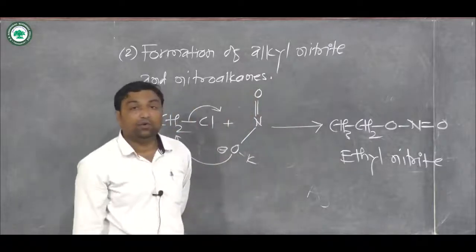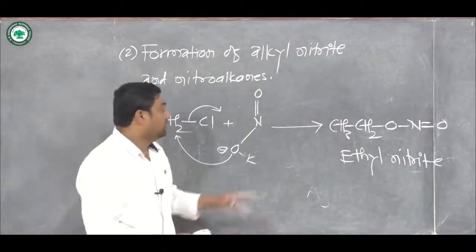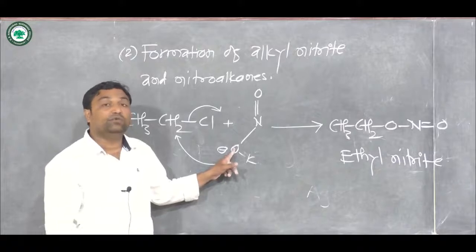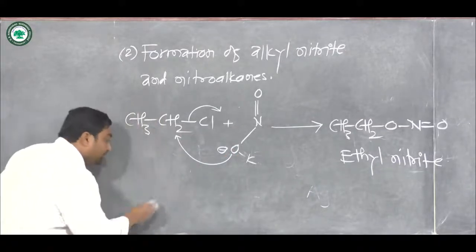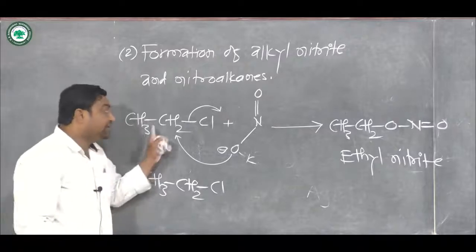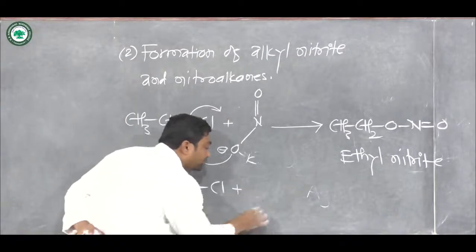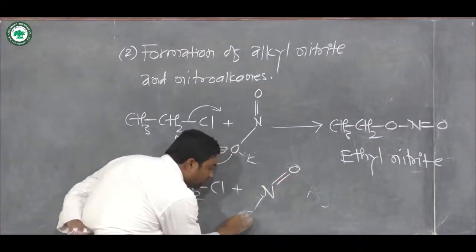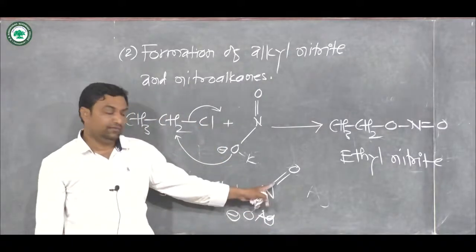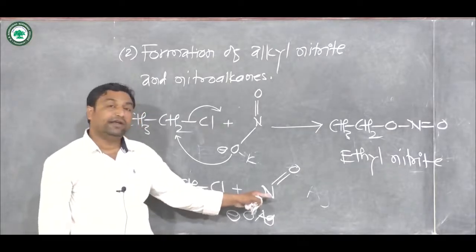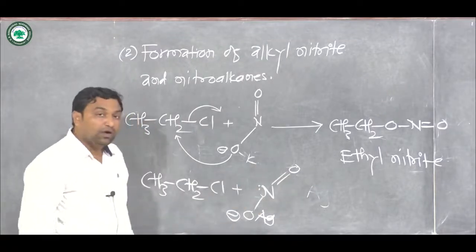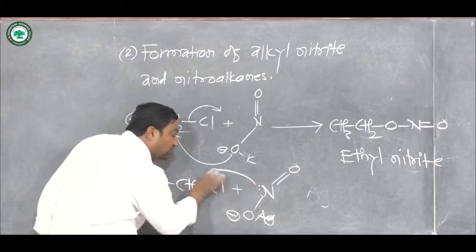Ethyl nitrite as a product. We know that here the oxygen atom is treated as the nucleophile, whereas when ethyl chloride is treated with silver nitrite, the nitrogen atom present in this AgNO2 group will act as a nucleophile.